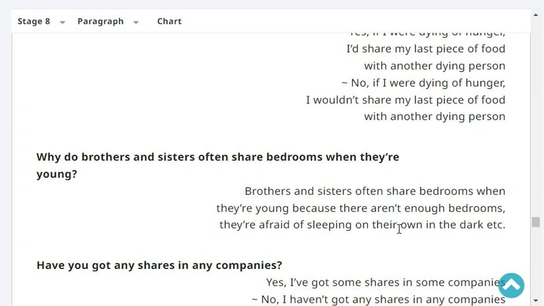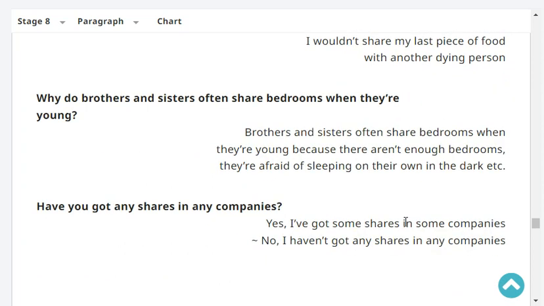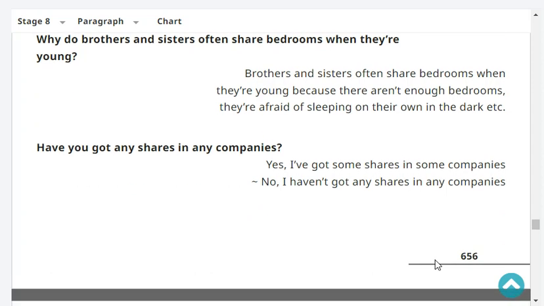Why do brothers and sisters often share bedrooms when they're young? Brothers and sisters often share bedrooms when they are young because there aren't enough bedrooms. They are afraid of sleeping on their own in the dark, etc.